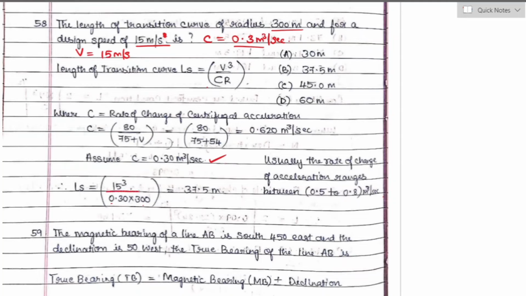length of the transition curve Ls is equal to 15 cube divided by 0.3 into 300. So 37.5 meter will be the length of transition curve. Option B is the right answer.